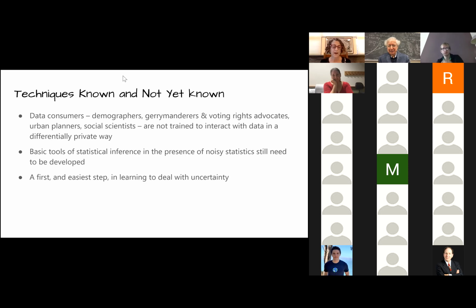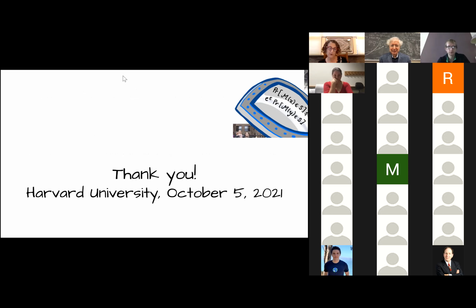And I hope that dealing with differential privacy, where we understand exactly how the noise is being introduced, will be just a first step in learning how to deal with uncertainty in statistical inference more generally. So thank you, and I'm sorry for running a little late.